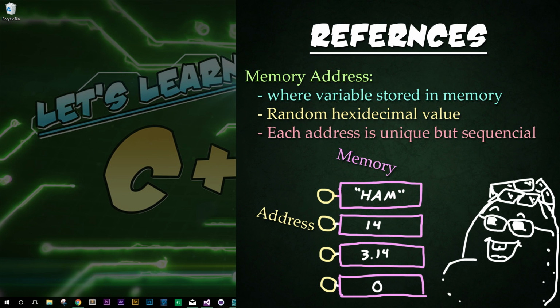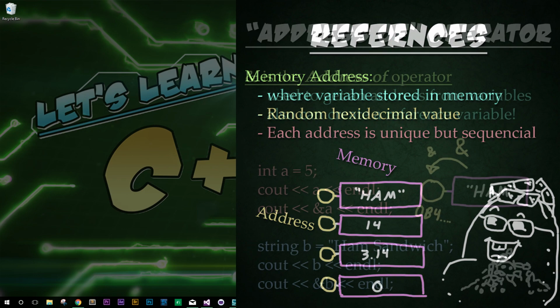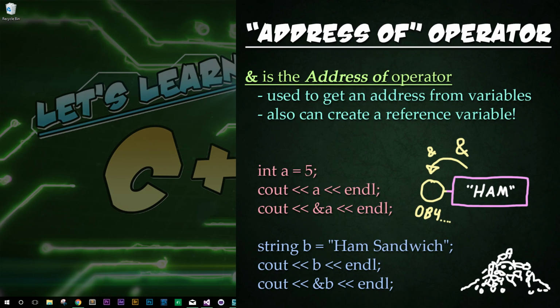Now I want you to think of data being stored as a rectangle and the address as a hoop or ring attached to the left side of the chunk of memory. We can get a memory address from a variable by using the address of operator, which is the ampersand symbol. This operator can be used in two ways. The first is to get the address of a variable. So follow along with me and let's try it out.